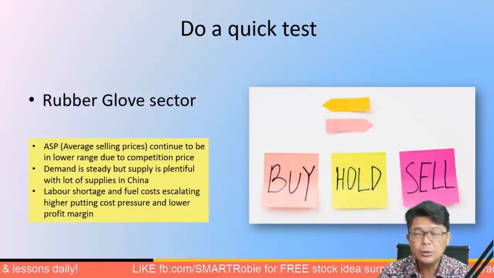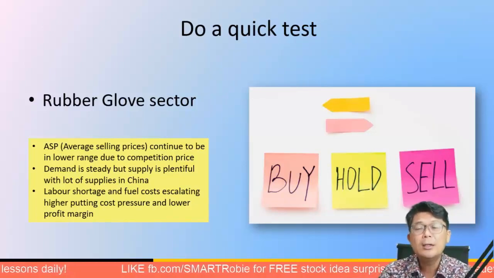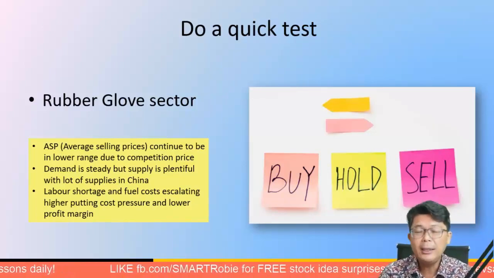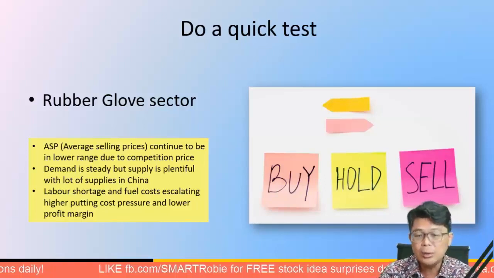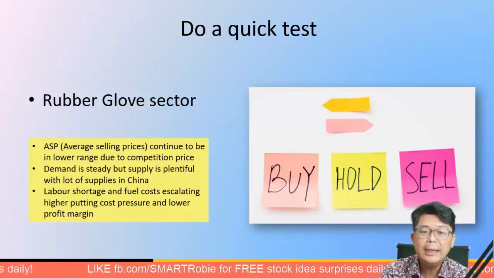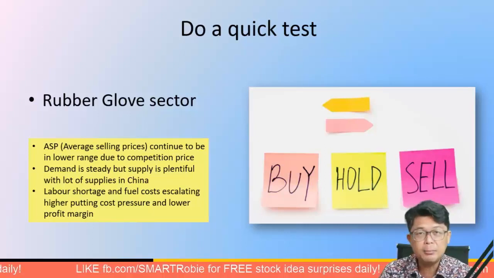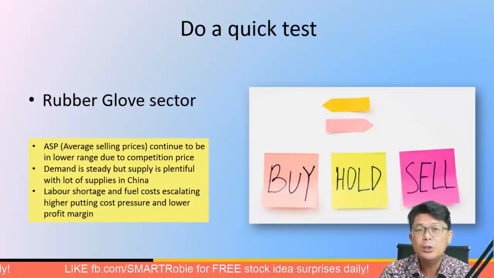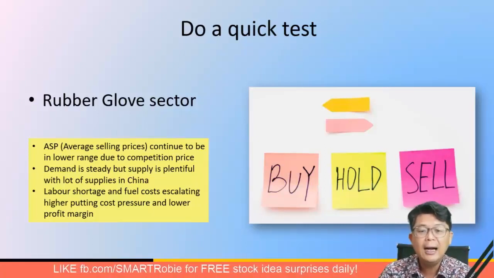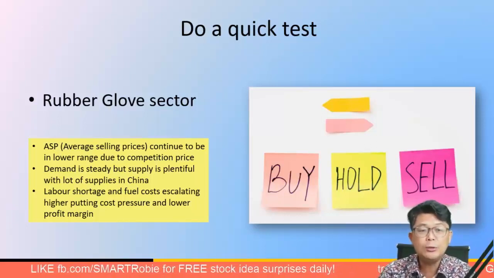And demand has started to dwindle also, because right now the market is opening the economy. The number of cases of COVID has also gone down. But also take note, the labor shortage that we're experiencing in Malaysia and the fuel costs due to the Russia-Ukraine war are escalating higher costs and putting cost pressure and lower profit margins in the days to come.